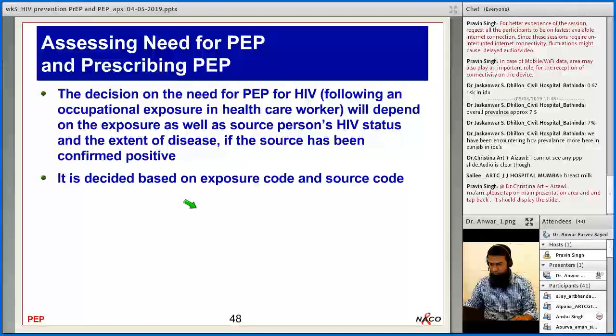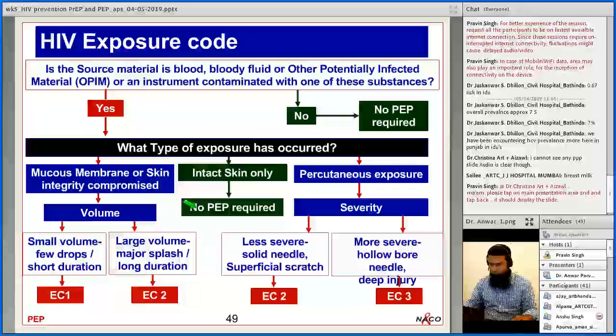But what you should do if the person comes after 72 hours depends on the scenario. In some scenarios, if you are not able to convince people, we end up giving PEP to them. But it should be clear that the effectiveness of PEP declines as time passes by. So you may have a lesser success rate, or it may not be effective at all after 72 hours.